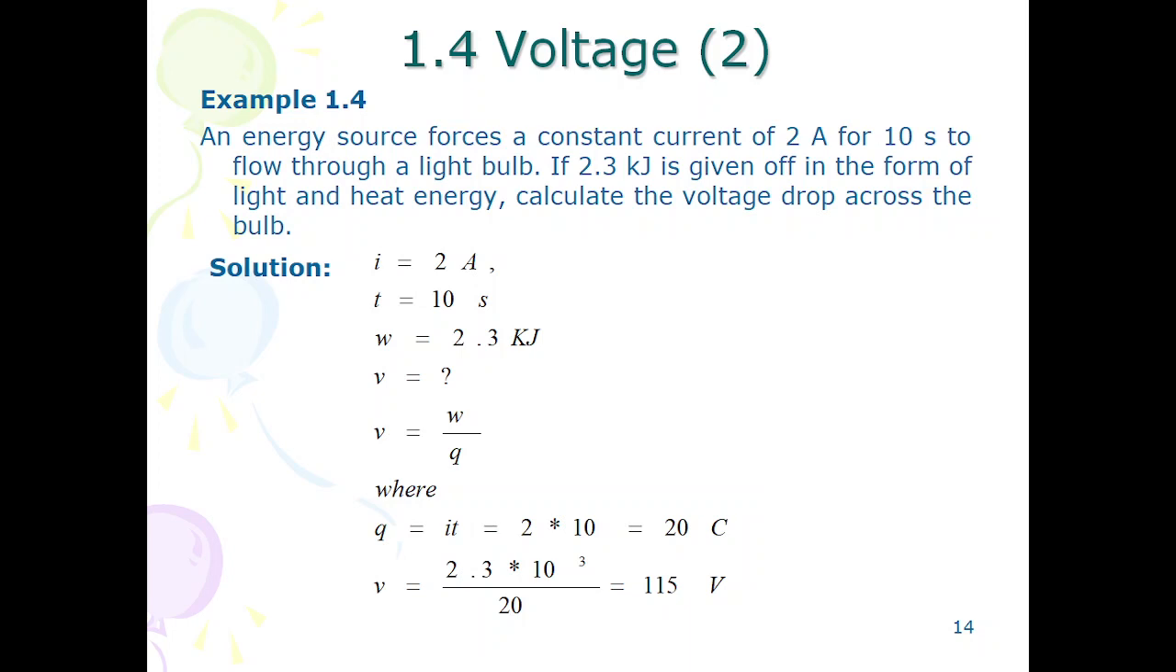Now charge is not given. We first have to find out the charge. Charge is the product of current and time. Current is given as 2 ampere, time is given as 10 seconds. Then charge is equal to 20 coulombs. Then voltage is equal to energy, 2.3 kilo, kilo means 10 raised to the power 3, divided by charge, 20 coulomb, which equals 115 volt.